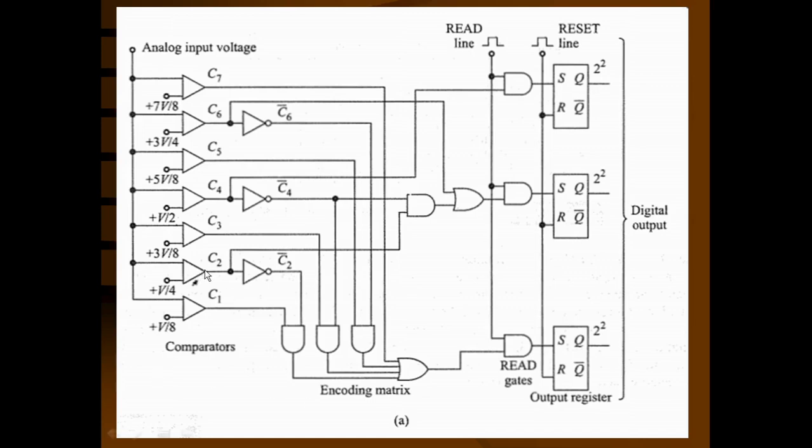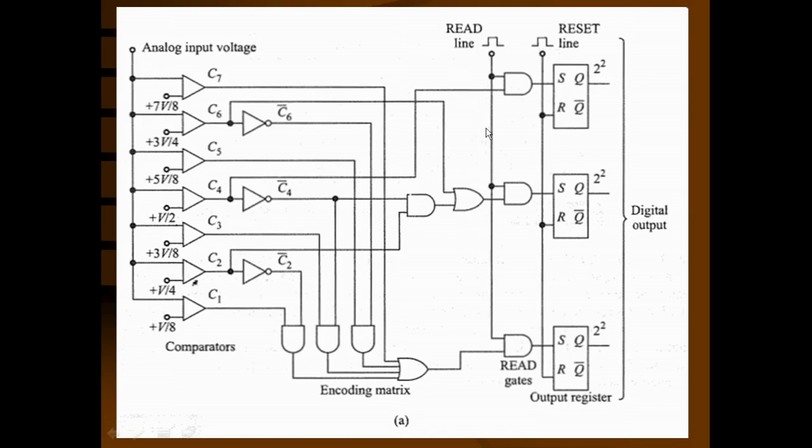You can see that the outputs of the comparators C2, C4 and C6 need an inverter also, because in some encoding matrix sometimes you require C2 bar, C4 bar and C6 bar also, and that's why these comparators need inverter circuits. Here AND and OR gate networks are utilized. That is nothing but the encoding matrix, which is encoding the digital signal of the 7 outputs C1 to C7 into the 3 outputs.